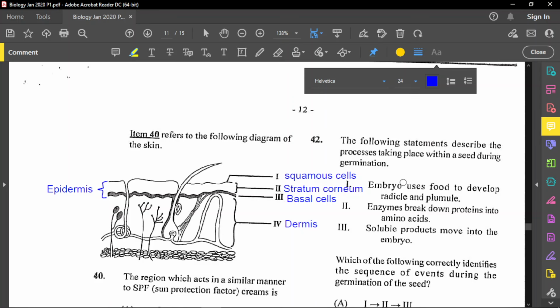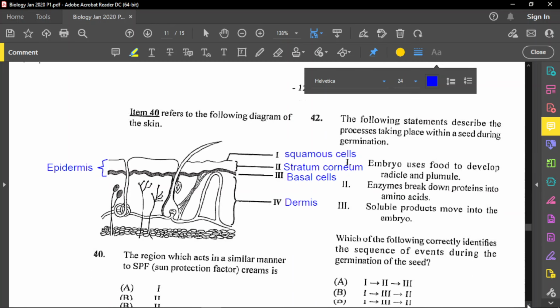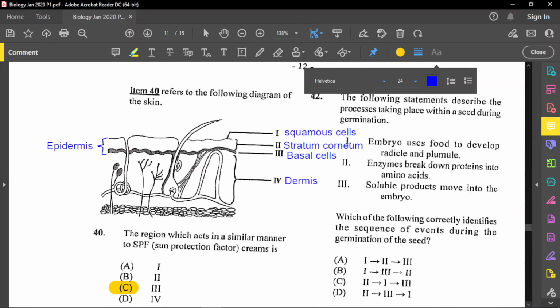And so one is the embryo uses food to develop radicle and plumule, enzyme break down protein into amino acid, soluble products move into the embryo. All right, and so if you look at it carefully, if you reason through it first, you realize that for the food to be available, enzyme must break down the food, right? So we know that looks like that will happen first. So the enzyme breaks down the food substance first, that's the very first thing gonna happen.